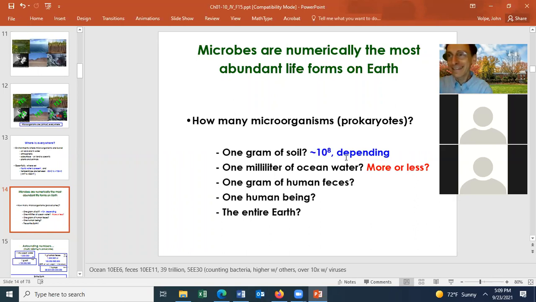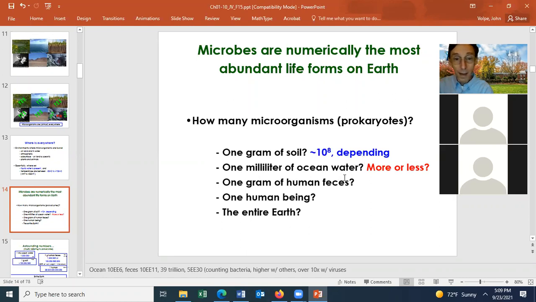Anyone else? Less. Yeah, actually, ocean water is considered one of the deserts of the planet Earth. And so there are less microbes in the ocean water than in a gram of soil. And that's just mainly because there's not a whole lot of nutrients in ocean water.